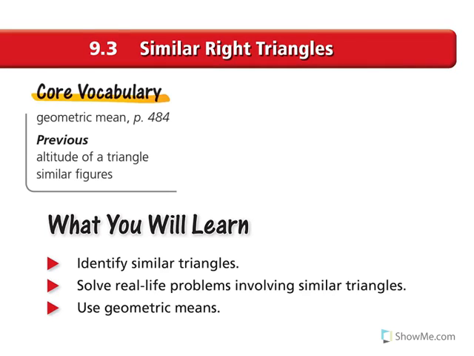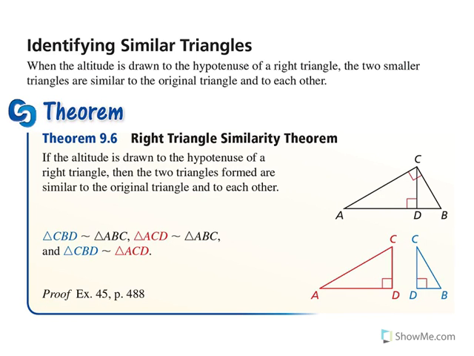In this lesson we're going to look at 9.3, similar right triangles. We've already talked about similar triangles in the past, but now we're going to be looking at a specific similar triangle that's made out of a right triangle already. So when we're looking at right triangle similarity, basically what we're going to have is a right triangle.